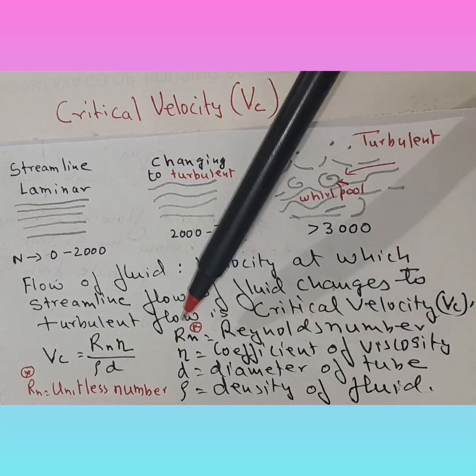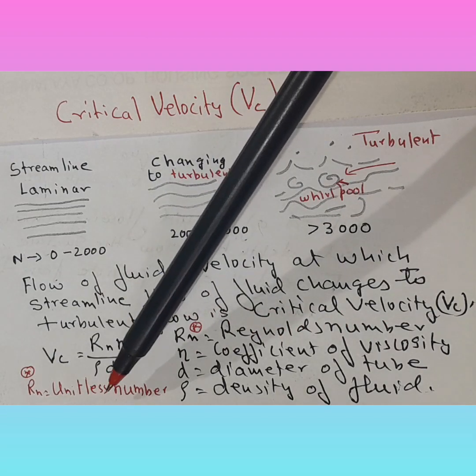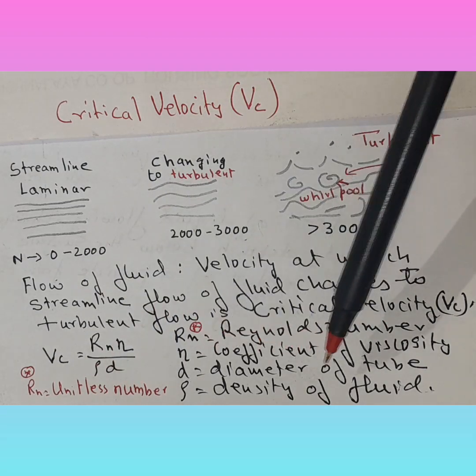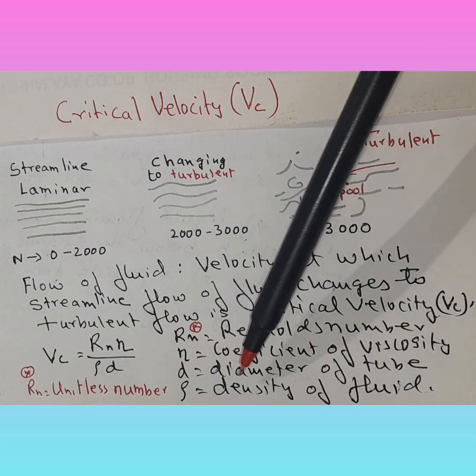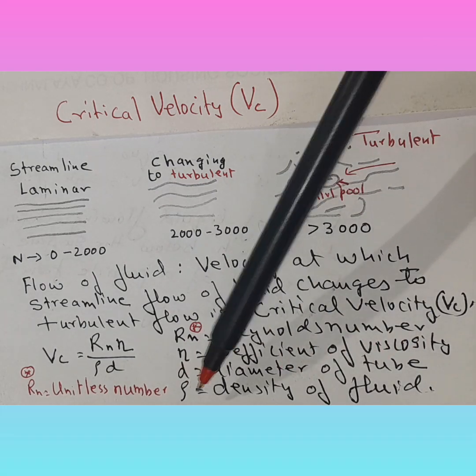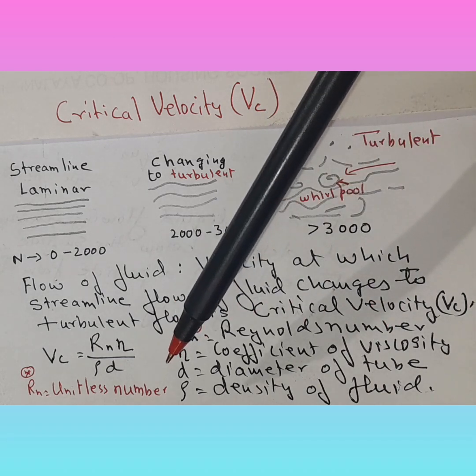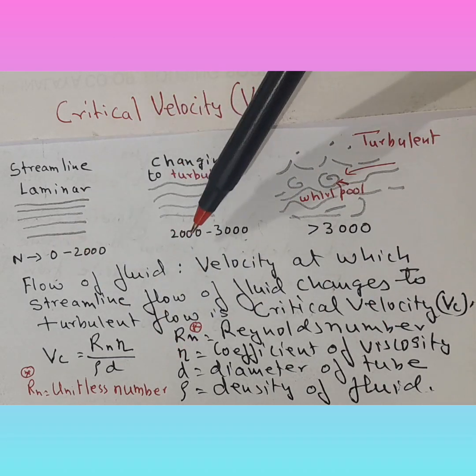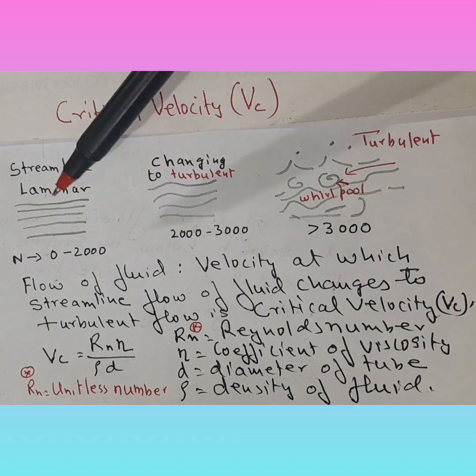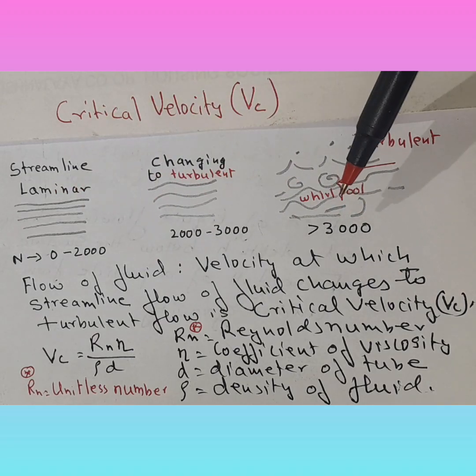So Reynolds number Rn is a unitless number, eta is the coefficient of viscosity, d is the diameter of tube, and rho is the density of fluid. So Reynolds number is just a mere number which has been assigned over here for varieties of fluid state.